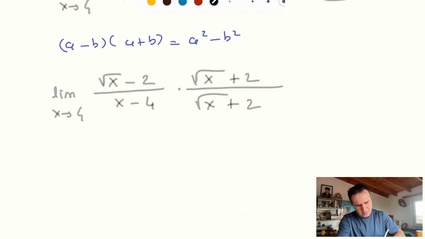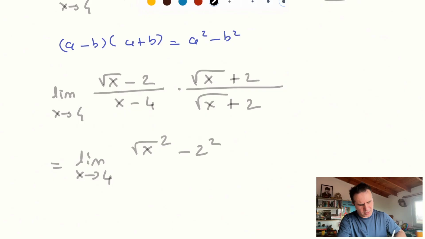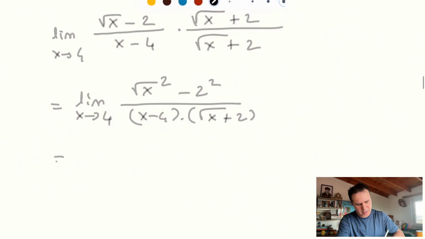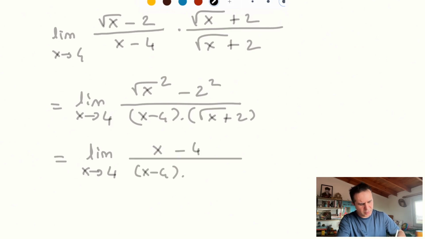Then we get the limit as x approaches 4 of square root of x squared minus 2 squared divided by x minus 4 multiplied by square root of x plus 2, and this is equal to the limit as x approaches 4 of x minus 4 divided by x minus 4 times square root of x plus 2.